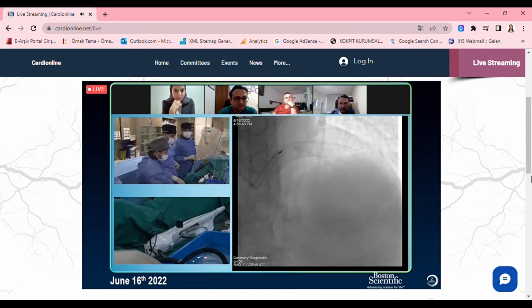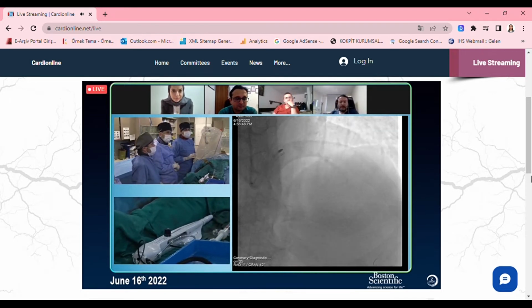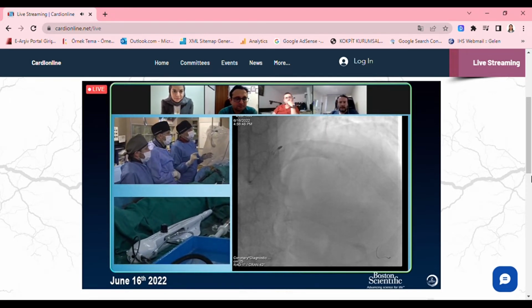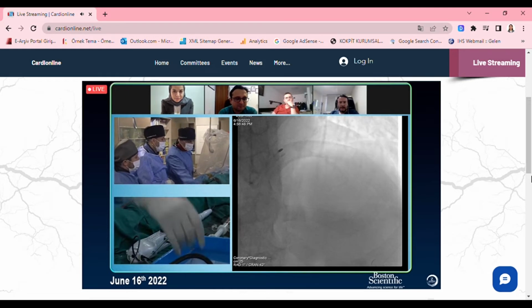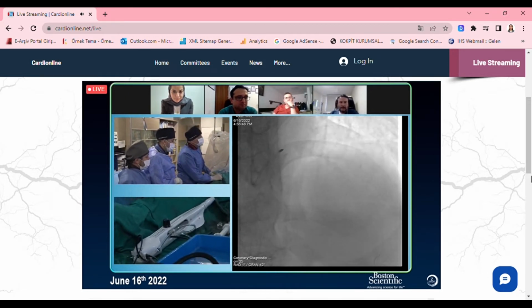We have to advance the burr up to the platform, far enough from the lesion. We have to make sure we didn't get stuck in the lesion, and we didn't occlude the artery. This is important.